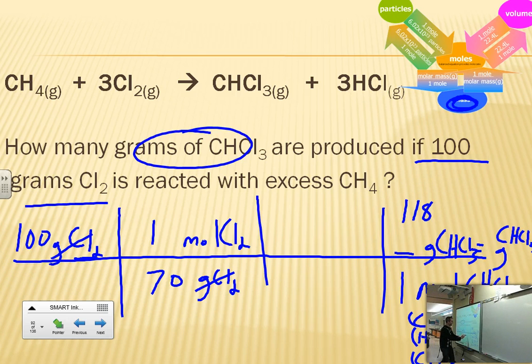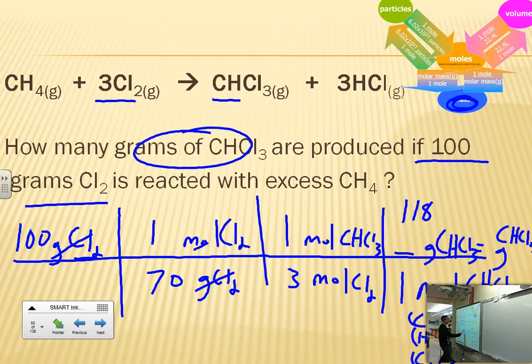That's what I want to do now. So I want to get rid of this. That's got to go there. I want to get rid of that. That's got to go here. So let's put it there, CHCl3. And then I go to my balanced equation and put in the correct numbers. So if I look at chlorine, there's 3 of those for every 1 of those. So the 3 goes here and the 1 goes there. Cancel, cancel, cancel, cancel. Now I'm ready to go.